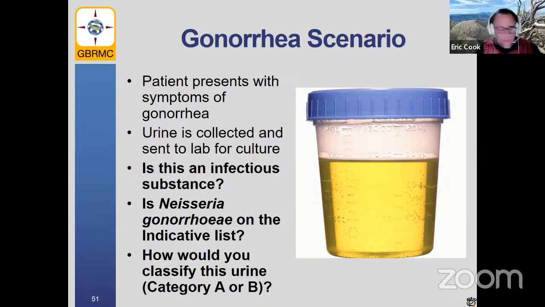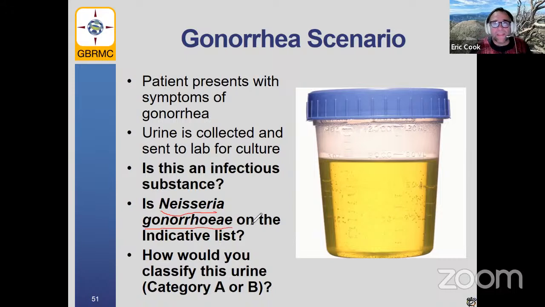Yeah, so I think what you're saying is the list itself. So the list is just examples. The list is not a complete list. They're just examples of pathogens. So I know that Neisseria gonorrhea is not on the list. So I know that this pathogen is not on the list.